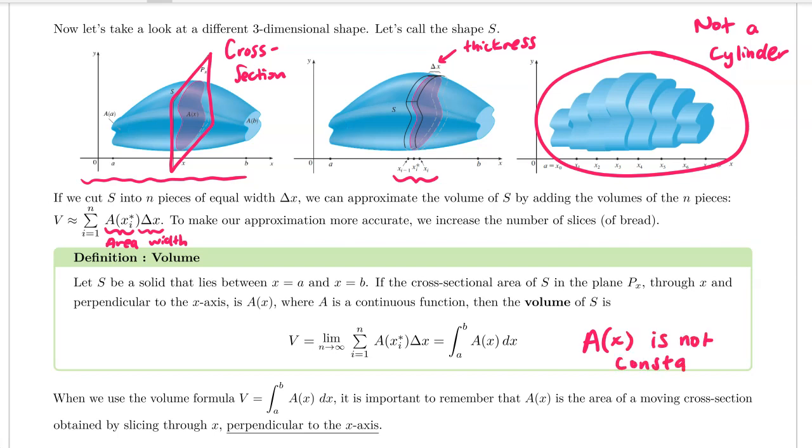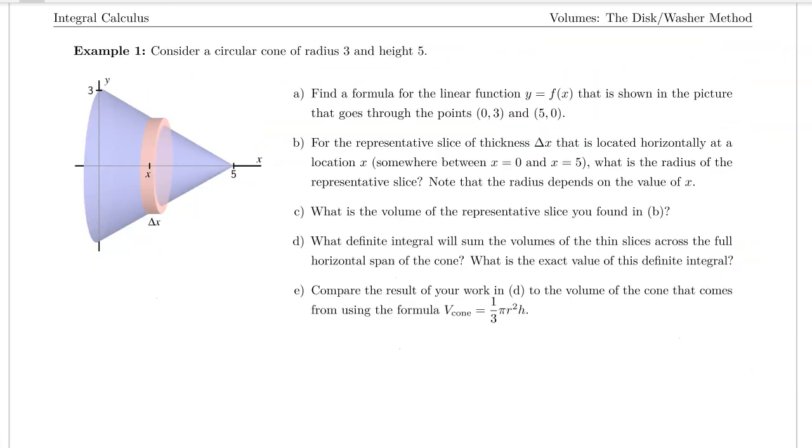And the area of each of these cross sections is changing depending on where I make my slice on this loaf of bread. Example 1 says, consider a circular cone of radius 3 and height 5. Part A wants us to find a formula for the linear function y equals f of x that is shown in the picture that goes through the points (0, 3) and (5, 0).